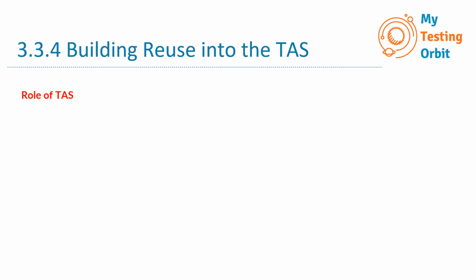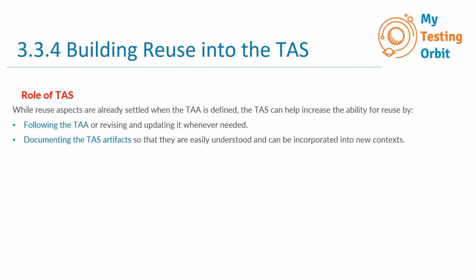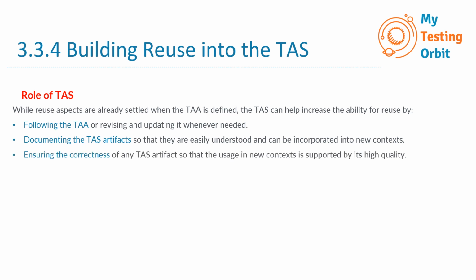Next, we have role of TAS. While reuse aspects are already settled when the TAA is defined, the TAS can help increase the ability for reuse by following the TAA or revising and updating it whenever needed, documenting the TAS artifacts so that they are easily understood and can be incorporated into new contexts, and ensuring the correctness of any TAS artifact so that the usage in new contexts is supported by its high quality.